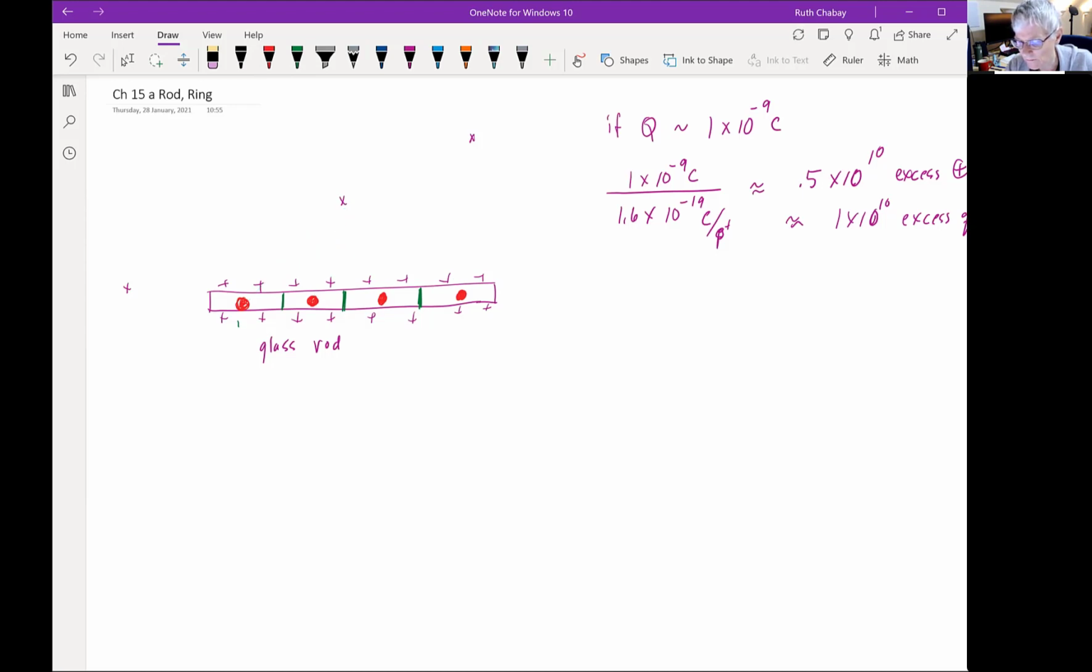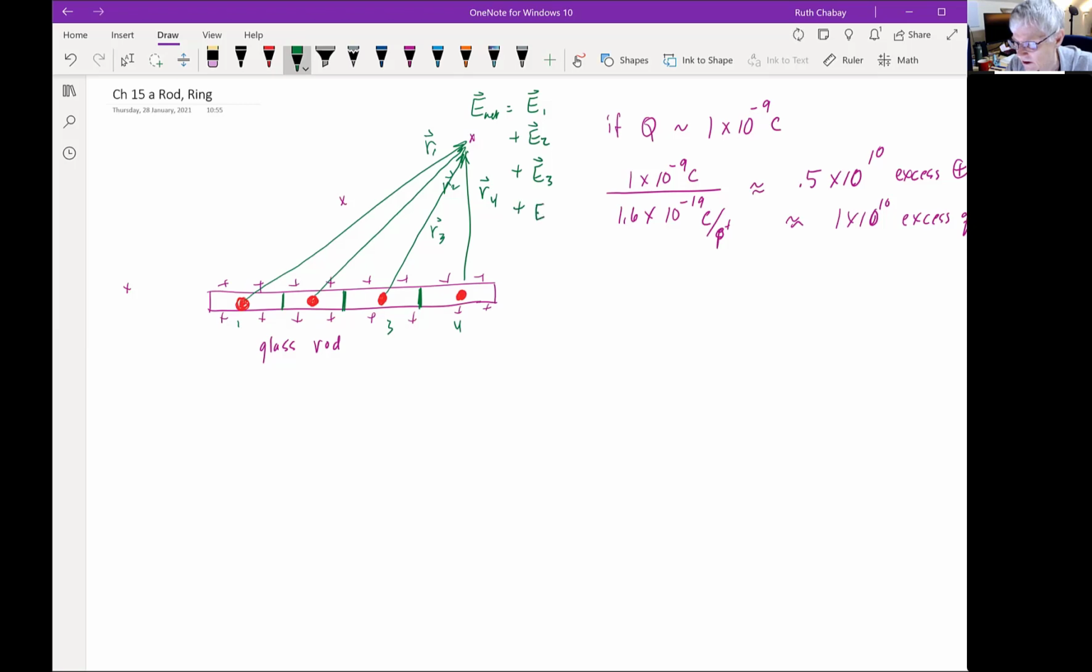And we could do that for any observation location. So this is a very general scheme. If we wanted a different observation location, that would be R1, and that would be R2, and that would be R3, and that would be R4. Okay, so we have a very general approach, and then at this observation location, E net would be E1 plus E2 plus E3 plus E4.